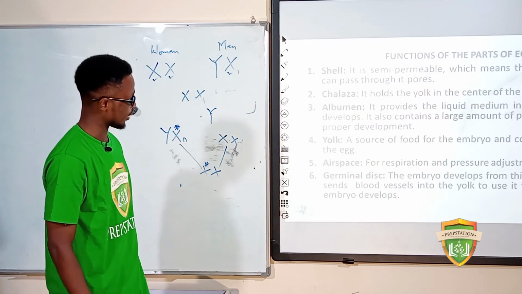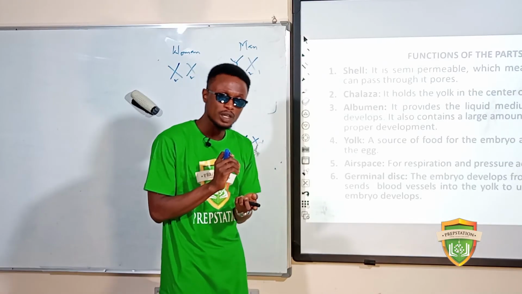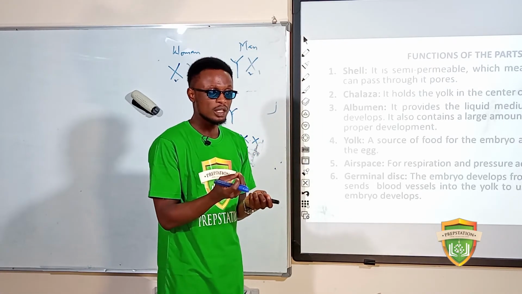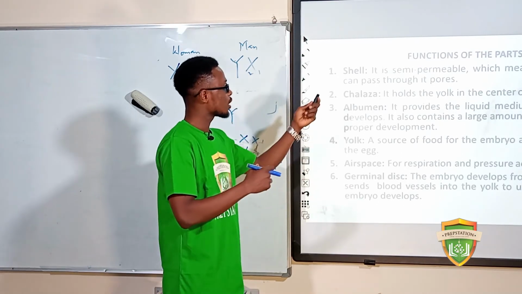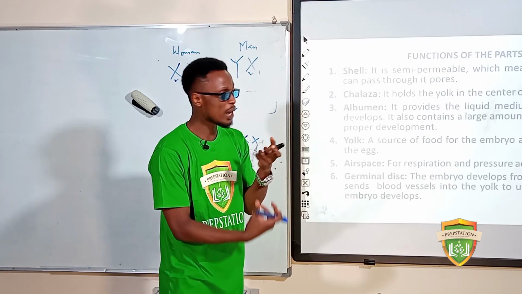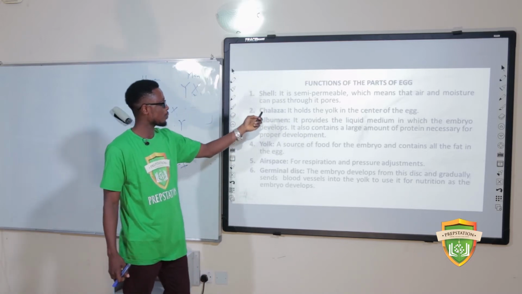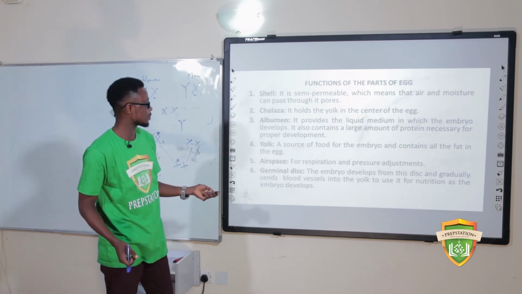Now functions of the parts of the egg. First, the shell. When you see an egg, it has a shell. Now the shell is semi-permeable. If they say something is semi-permeable, that means something can pass through it, like a sieve. If I have a sieve to filter pap, it's semi-permeable, something can pass through it. So the shell is semi-permeable, which means that air and moisture can pass through its pores, that's the pores of the shell.